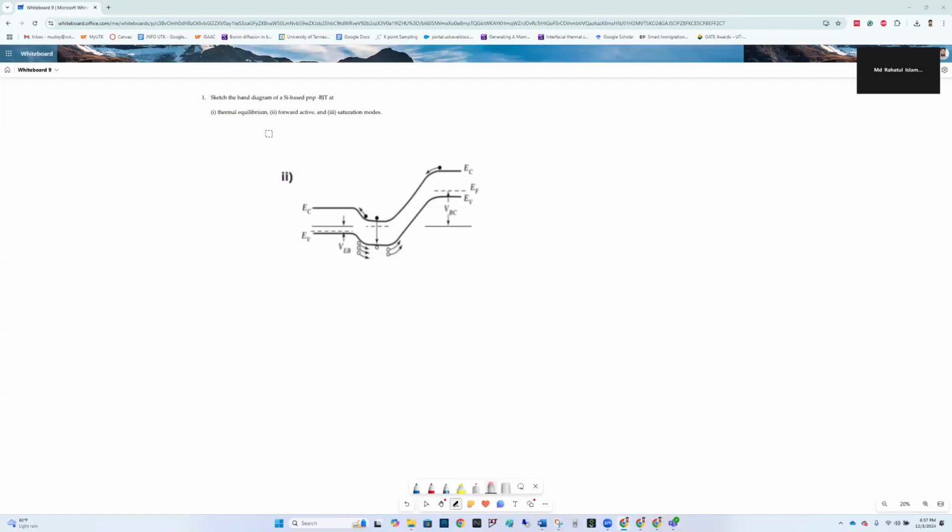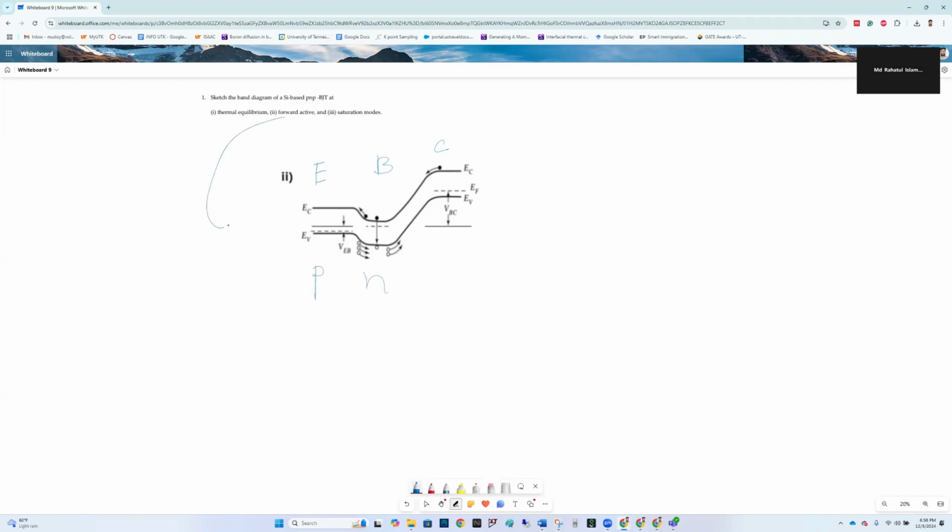So this is number 2. We have to draw the PNP BJT energy band diagram in forward active mode. So this is the band diagram at forward active mode. So what is forward active mode? Let me clarify. Let me define the regions here as well. So E, B, C. This is emitter, this is base, and this is collector. And in the PNP BJT, it's P, N, P.